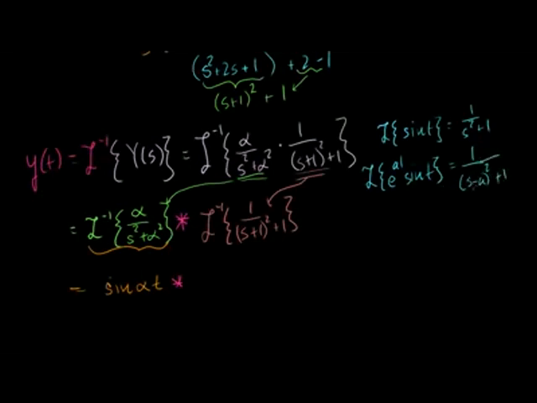And now we have something that looks very similar to this, where we essentially shifted it by a. If we just set our a to be equal to negative 1, then it fits this pattern. This is s minus negative 1, s minus negative 1. So the inverse Laplace transform of this thing right here is just e to the a t, which is e to the minus 1 t, times sine of t. So this is the solution to our differential equation, even though it's not in a pleasant form to look at.